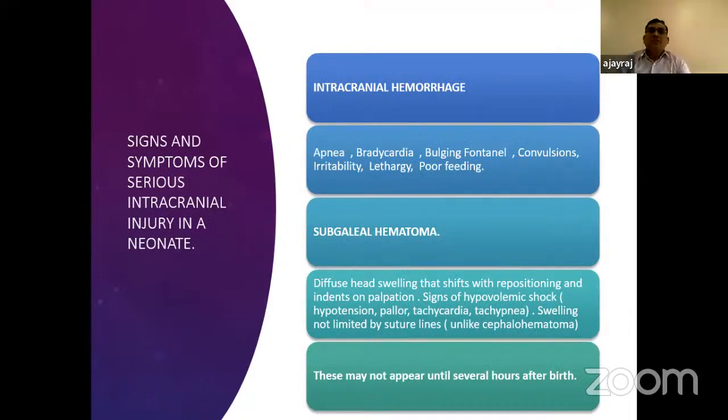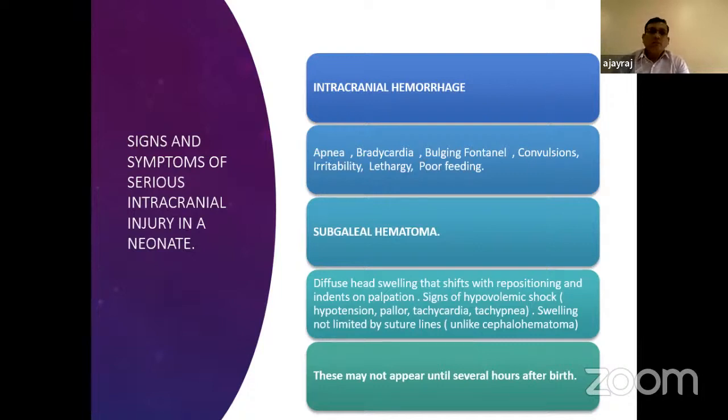Signs and symptoms of serious intracranial injury in a newborn. How to diagnose that we have done something wrong with the fetus? Intracranial hemorrhage: apnea, bradycardia, bulging fontanel, convulsions, irritability, lethargy, and poor feeding. All these signs may indicate intracranial hemorrhage.